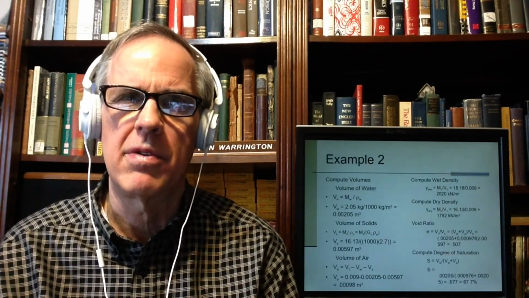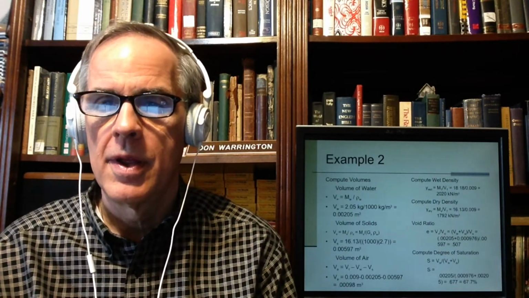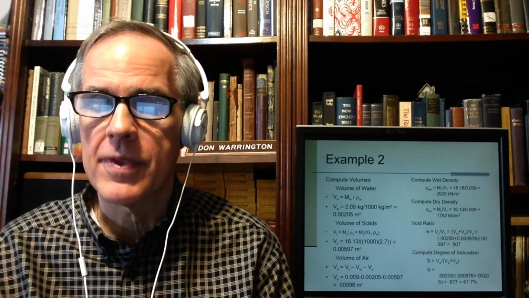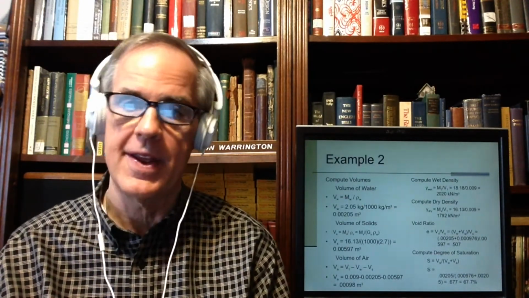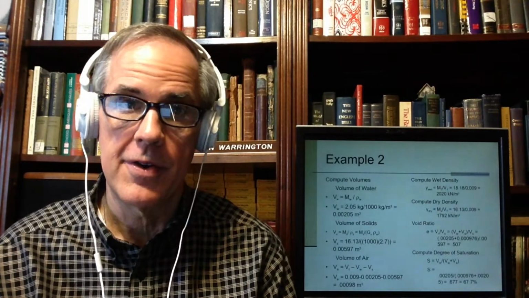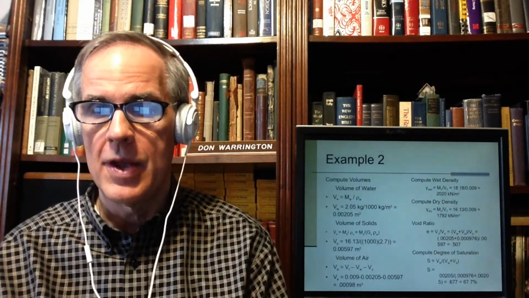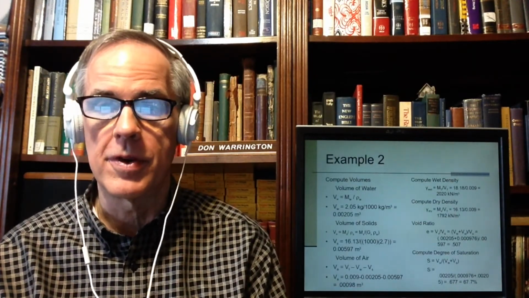Now, wet density. Wet density is simply equal to the total mass over the total volume. The total mass is 18.18 divided by 0.009, or about 2020 kilonewtons per cubic meter, which is a decent range. Compute the dry density of the soil, which is equal to the mass of the solids over the total volume again. Mass of solids is dry unit weight. We use that again, and we get 1,792 kilonewtons per cubic meter.